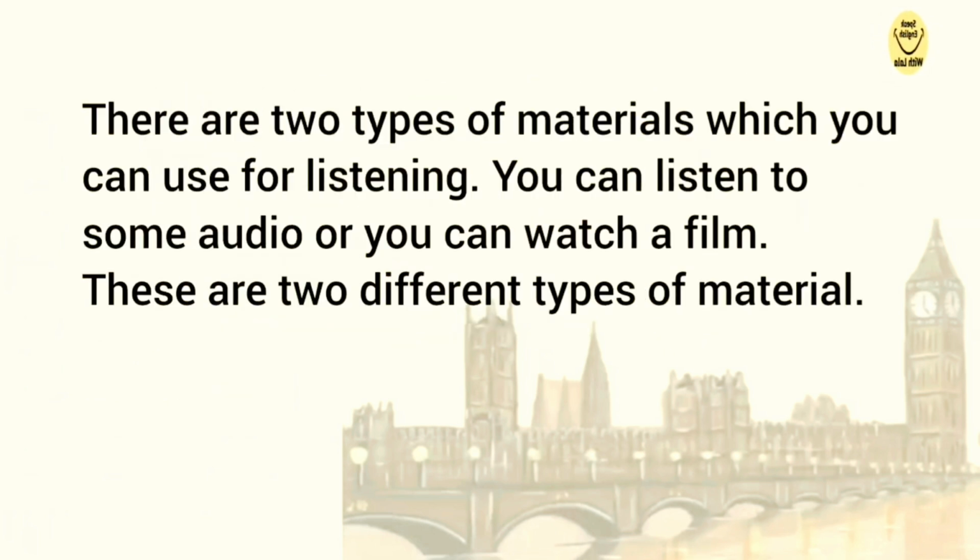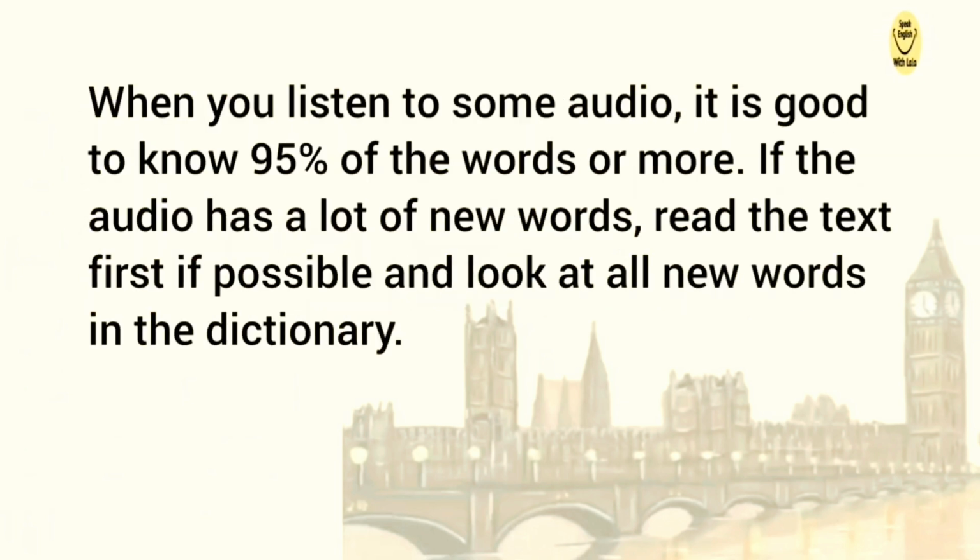There are two types of materials which you can use for listening. You can listen to some audio, or you can watch a film. These are two different types of material. When you listen to some audio, it is good to know 95% of the words or more. If the audio has a lot of new words, read the text first if possible, and look at all new words in the dictionary.